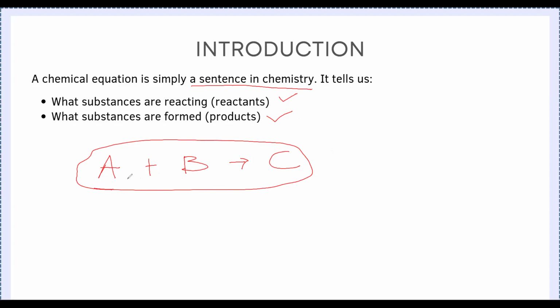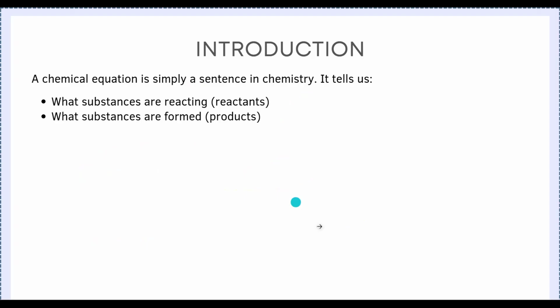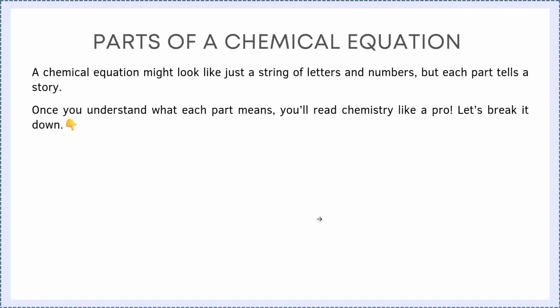It is showing us the things that are reacting together, which are represented by this symbol. These are the reactants, and it is showing us things that are being produced, represented by this symbol, the letter C. These are called the products. Okay, so now that we know what a chemical equation is, it is important to know how to balance them.